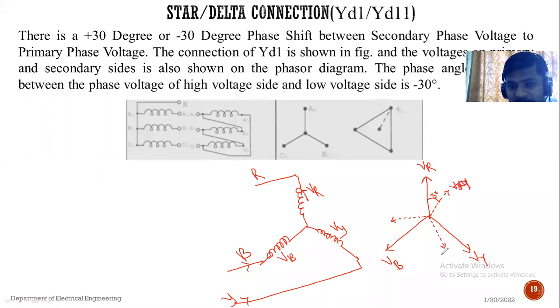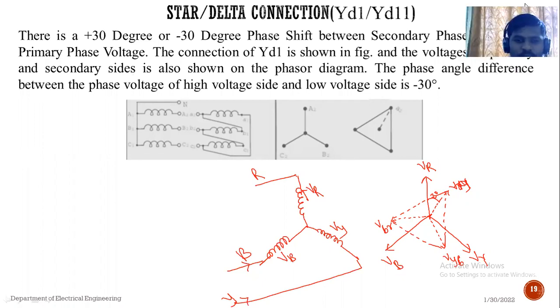So VRY, VYB and VBR. If you draw the delta, it will be like this. This is nothing but the delta connection. All of you draw this same phasor. Drawing it here or here, either is fine.